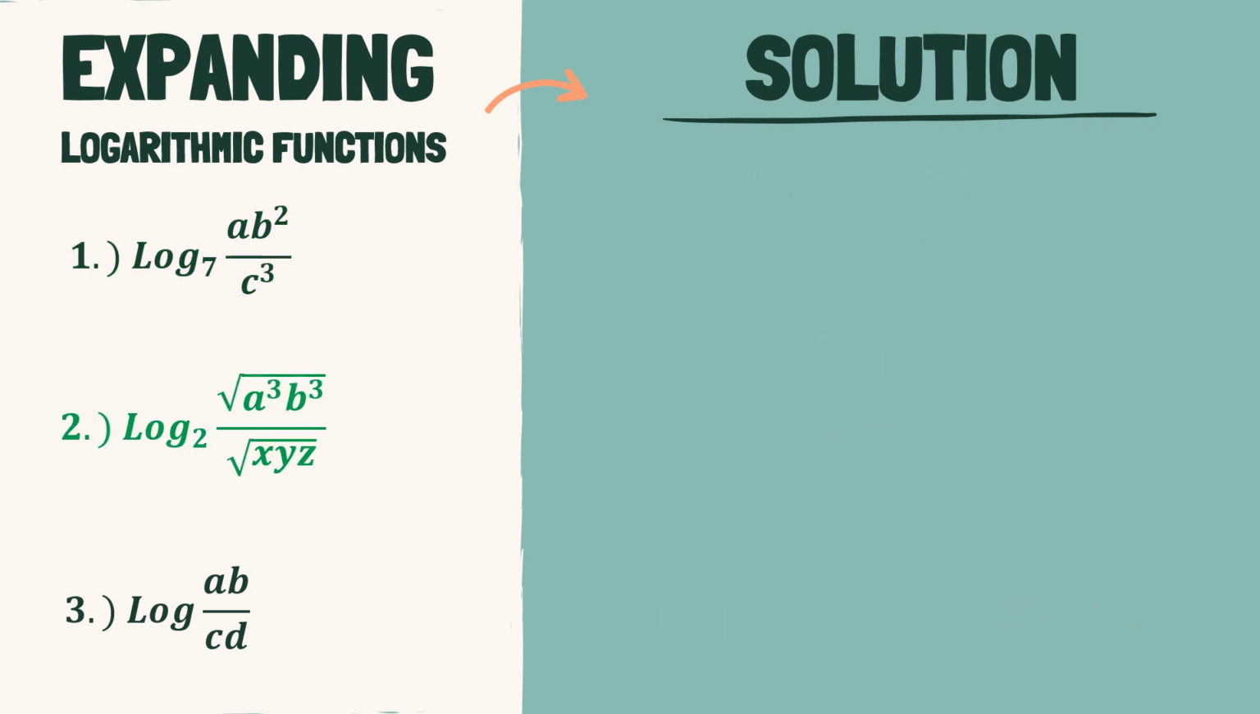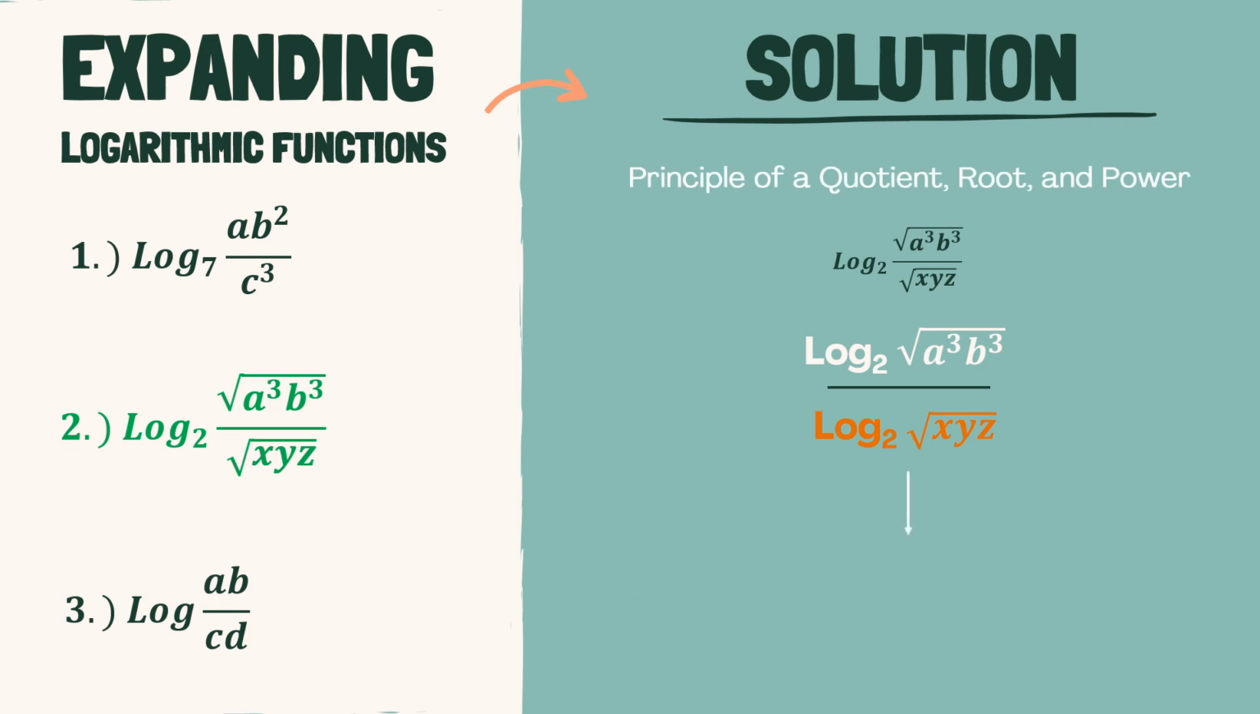Example 2. Log base 2 of the square root of A cubed and B cubed over the square root of x, y, and z. Again, focus on the numerator first. Since the logarithm has a root, apply the root property, which will equal to log base 2 of A cubed over 2. A has an exponent, so it has to be moved before log. So now it will become 3 log base 2 of A over 2.